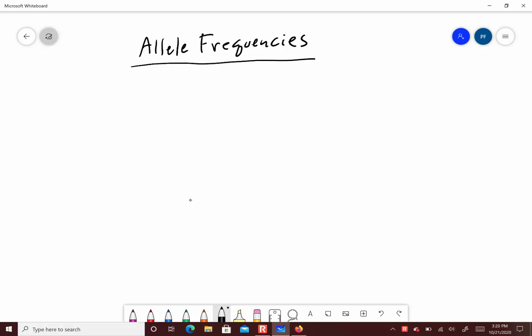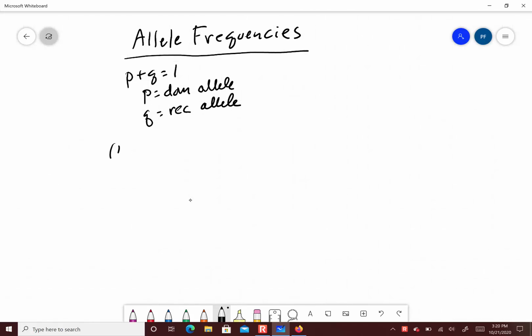So remember that p + q = 1. P is the dominant allele. Q is the recessive allele. The first kinds of things you're going to see is if I'm telling you the frequency of one allele, you figure out the other. So if I'm telling you the frequency of little b is 0.18, then I'm wanting you to figure out what's the frequency for big B.